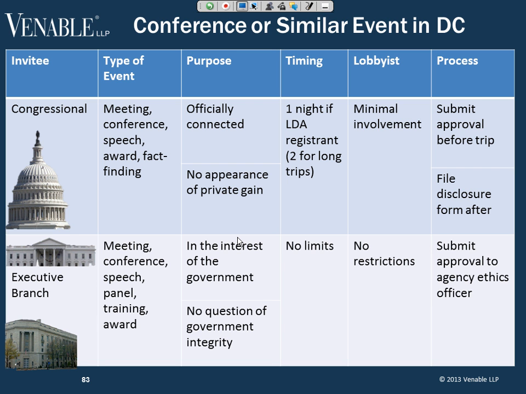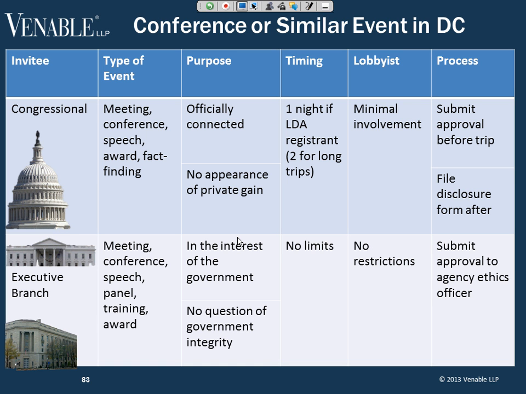On the congressional side, it's actually a little more complicated, particularly if your organization is registered as a lobbyist. Jeff mentioned before there are times when if you register, there's certain other things that flow. Here, if your organization is a registrant under the Lobbying Disclosure Act, then the travel rules are stricter, and you can only fly members of Congress or their staff for a one-day event, or if it's on the West Coast, a two-day event. So there are very strict rules as well about how lobbyists can be involved in the planning or make the invitations.